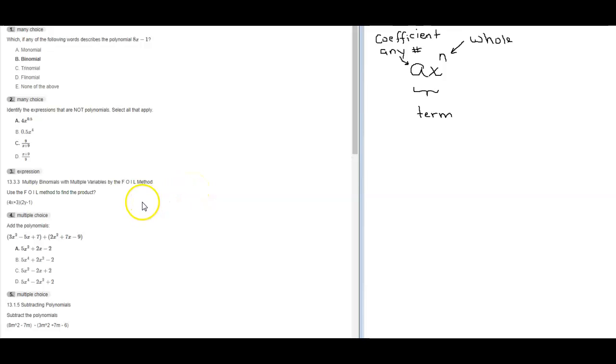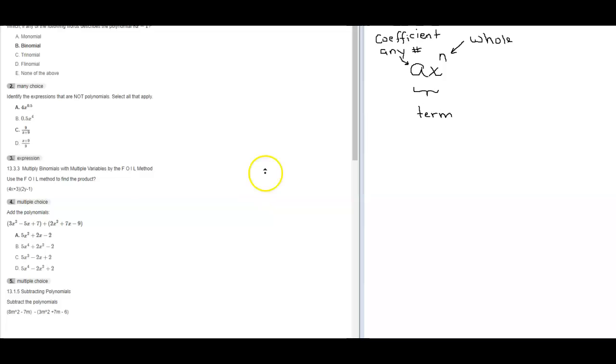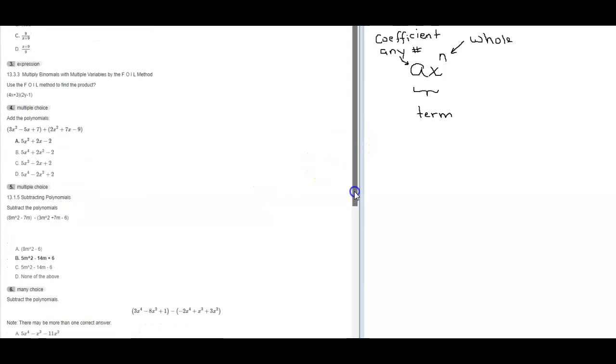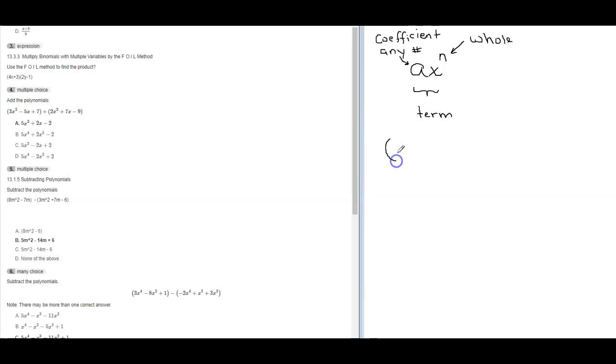Okay. Problem number 3, they ask you to multiply this by FOIL. Okay, if you forgot what FOIL was, it was just another way of multiplying. Let me show you that really quick. You have 4x plus 3 times 2y minus 1. And basically what you're going to do is distribute every term of the first parentheses into the second parentheses. The second term, you're also going to distribute into the second parentheses. So every term of the first parentheses is distributed into the second parentheses.